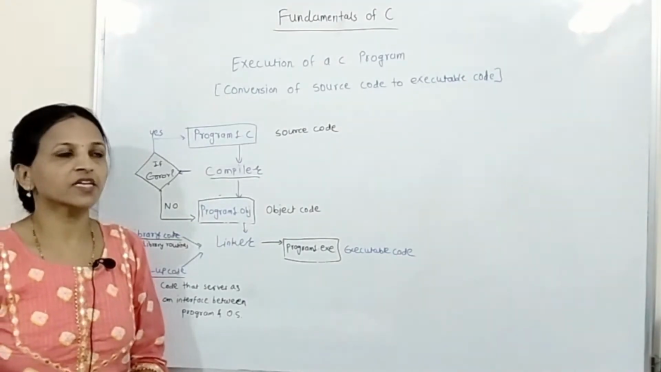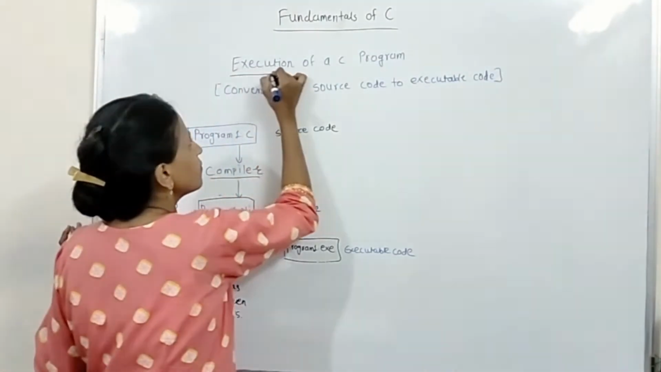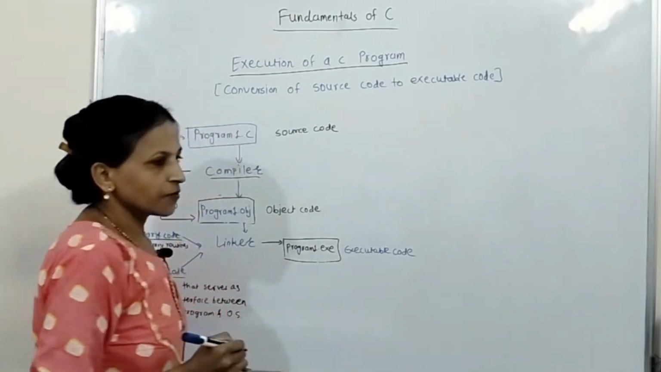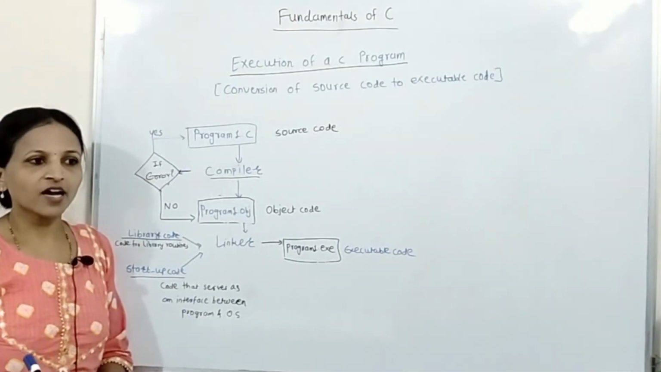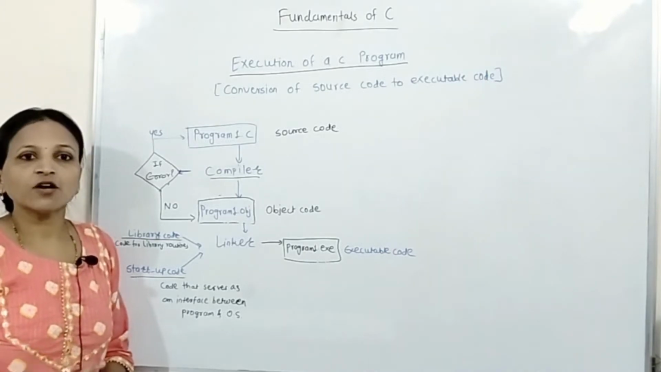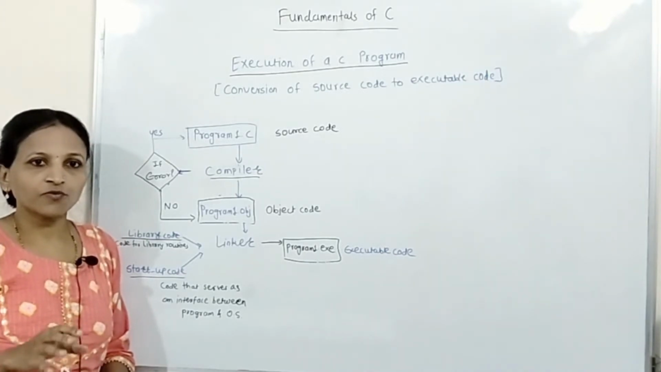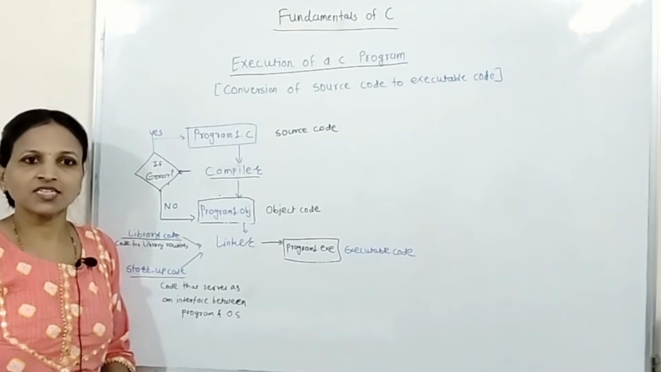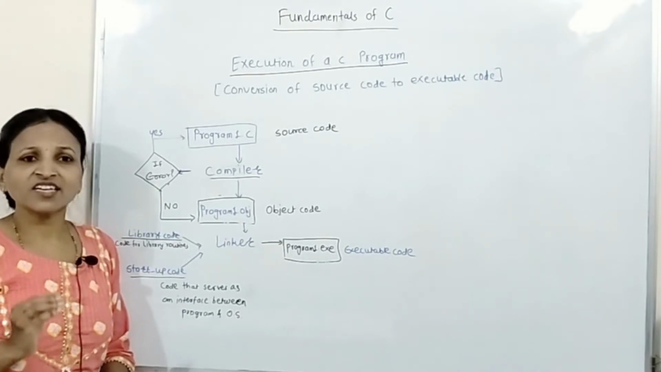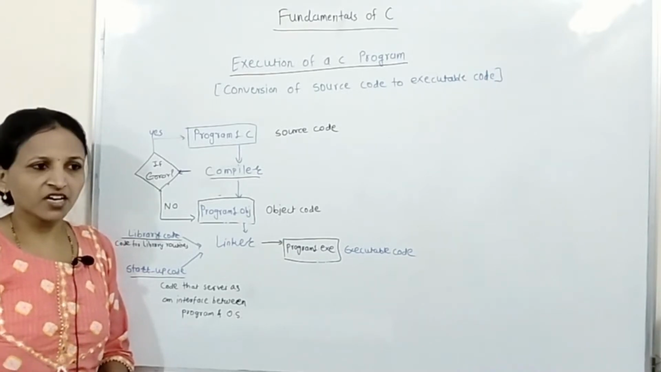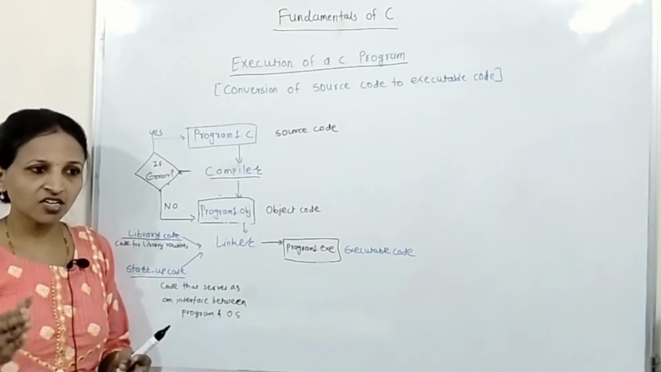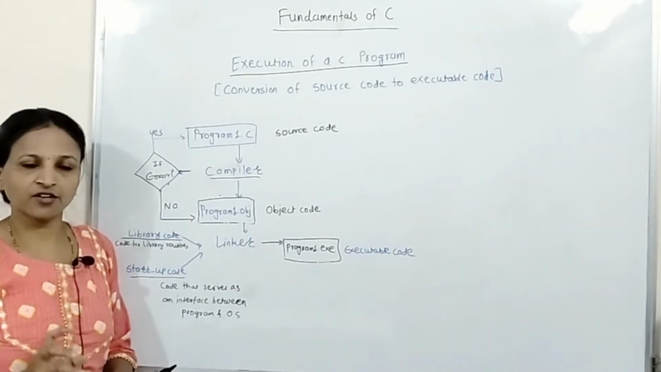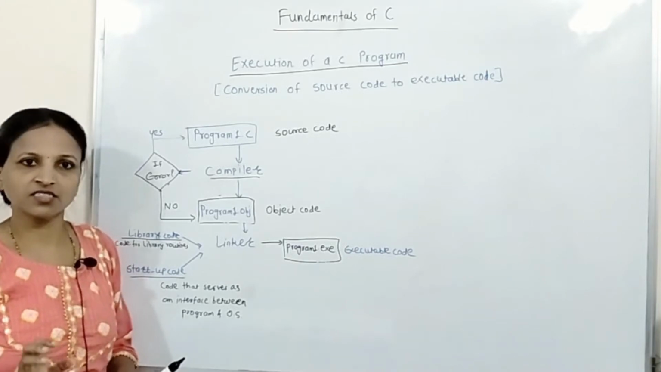I am going to explain the execution of a C program. What are the steps to be done while writing a program using the C language? First, we have to write a program of whatever instructions in C language by using any editor like Notepad, or we can also use any application like Turbo C, which has an inbuilt compiler as well as an editor, and on that editor also we can write our C program.